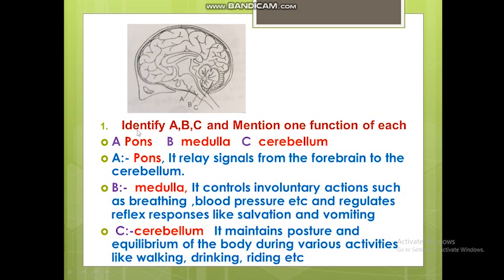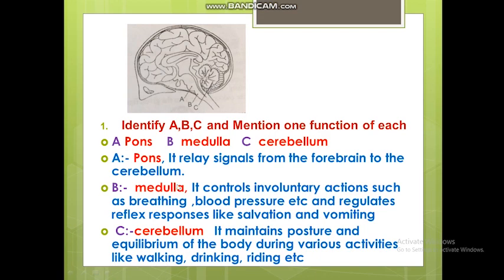The next question is identify A, B, C and mention one function of each. A, B and C are parts of the hindbrain. A is pons, B is medulla and C is cerebellum. The function of the pons is it relays signals from the forebrain to the cerebellum. Part B, medulla, controls involuntary actions such as breathing, blood pressure, etc. And it also regulates the reflex responses like salivation and vomiting.